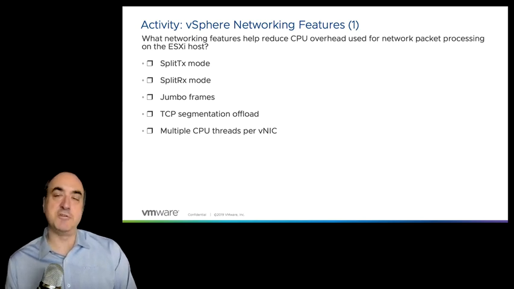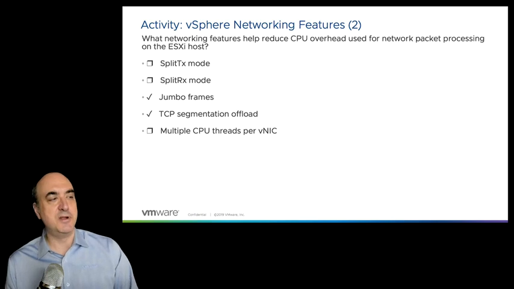Jumbo frames, though, that reduces CPU overhead. TCP segmentation offloading, that offloads onto the hardware, so that's going to reduce CPU overhead. And then having multiple CPU threads per virtual NIC, that's going to bump up your CPU there too. So really it is just number 3 and 4 here that are the CPU overhead reducer features.